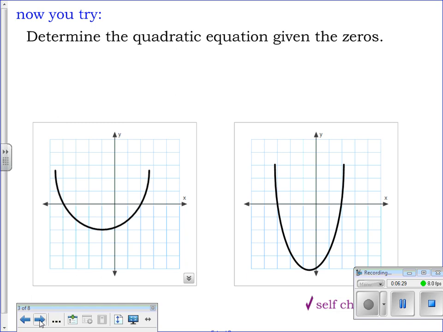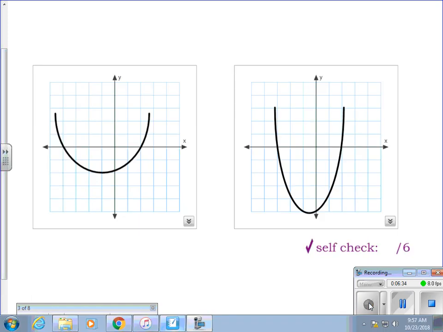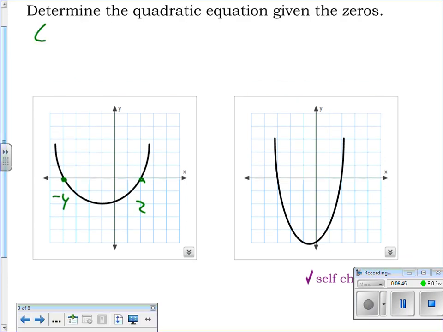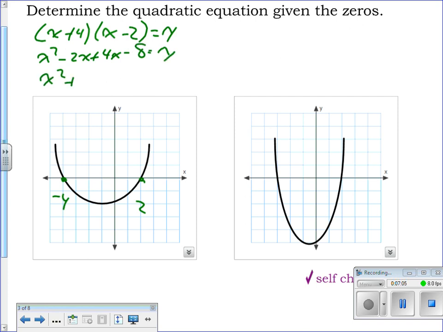Find the quadratic equation given the parabolas. Okay, so let's go ahead and do these. So I find my zeros. This is 1, 2, 3, negative 4. This is 1, 2. So I have (x + 4)(x - 2) is equal to y. Foil it out. x squared minus 2x plus 4x minus 8 equals y. Combine up the like terms in the middle. x squared plus 2x minus 8 equals y.